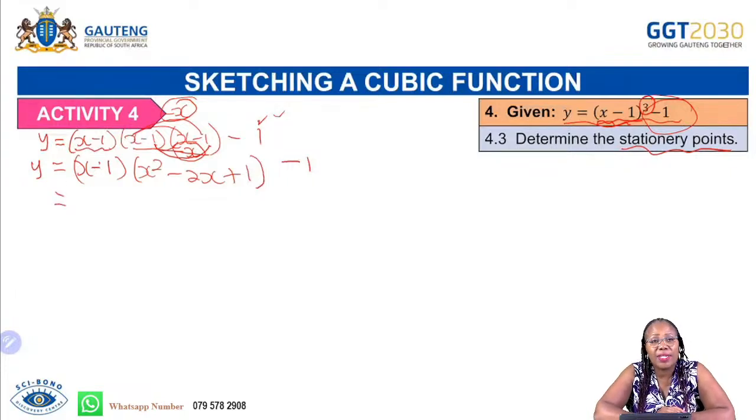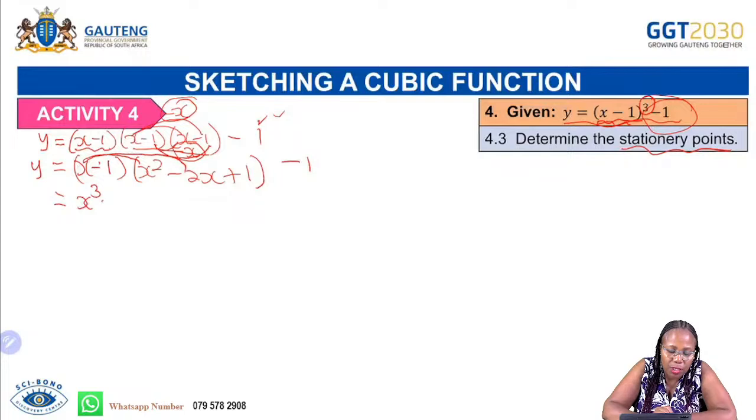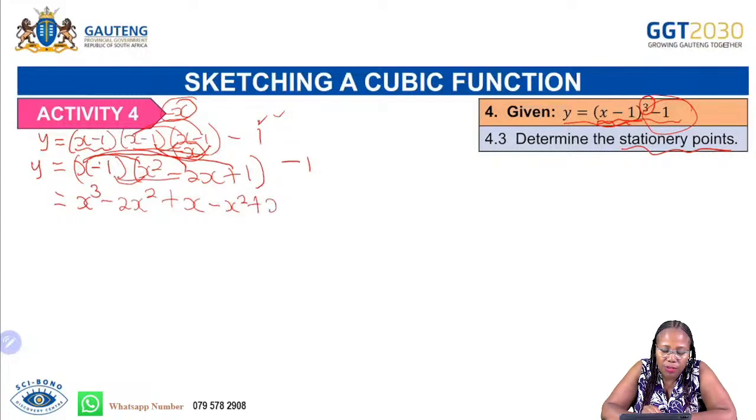Now I am bringing in the other (x minus 1), using the distributive law, multiplying by x. Now x times x squared, x cubed. x times minus 2x, minus 2x squared. x times 1, plus x. Multiply with minus 1 now. Minus 1 times x squared, minus x squared. Minus 1 times minus 2x, positive 2x. Minus 1 times positive 1, negative 1.